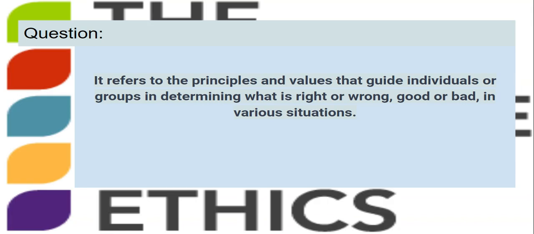So, I have here a question. So I'll be giving you 1 minute to think. So it refers to the principles and the values that guide individuals or groups in determining what is right or wrong, good or bad in various situations. So this is a one word only. Of course, English word ito. Okay, what do you think is the answer?